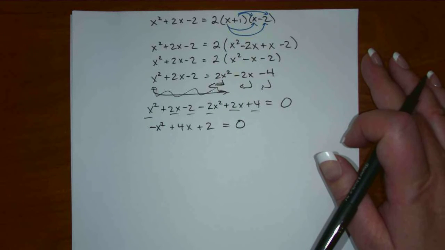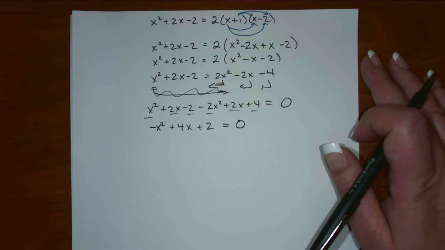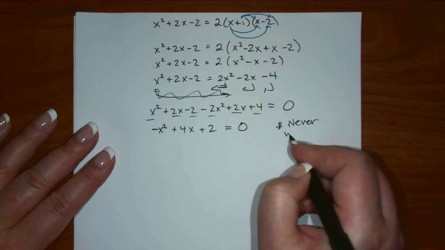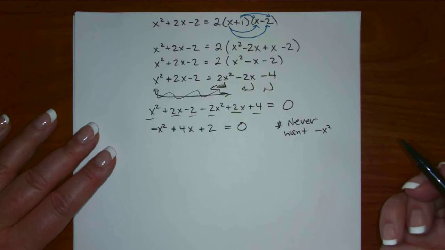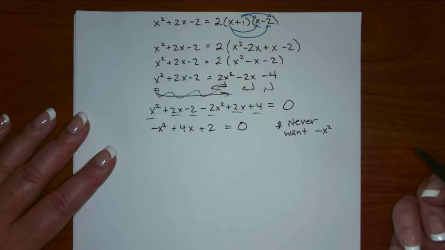Divide everything by -1, which is the same as changing all the signs, or move everything to the other side. You never want a minus in front of the x squared. Okay, so we never want a negative x squared. You could use the quadratic equation, but you cannot factor when it's a negative x squared. There's no way to do that.